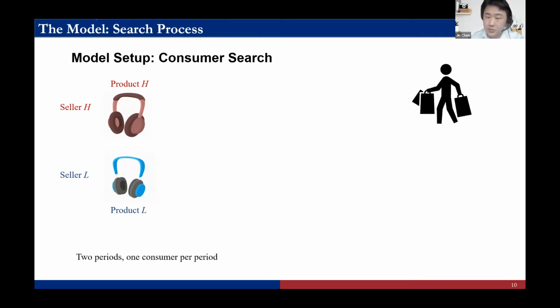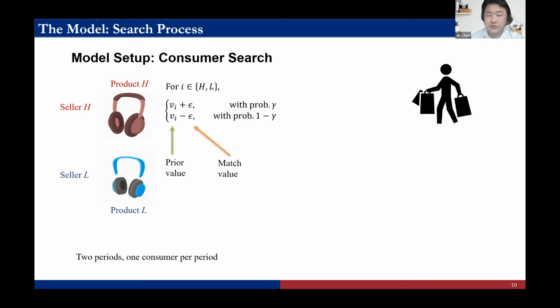In each period, one customer arrives, and each customer's net valuation of product i is V_i plus epsilon if it fits her preference, and V_i minus epsilon otherwise. So each product independently fits each consumer with probability gamma. Upon arrival, each consumer knows her own V_i, which is the prior value that she attaches to product i, but does not know the match value epsilon. So basically, the consumer does not know ex ante if the product fits her preference or not.